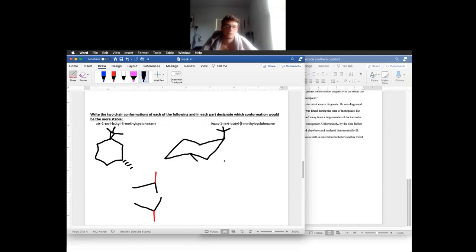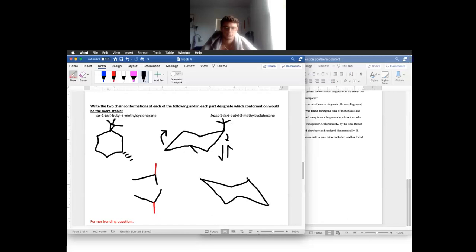And so if we were to do a chair flip, this one comes down, this one comes up. So now our first carbon is here. If this was axial, now it's what? With the chair flip. Our third carbon would be here. If this methyl was equatorial, it would now be axial. So which one of these, A or B, would be more stable? B. Yep.